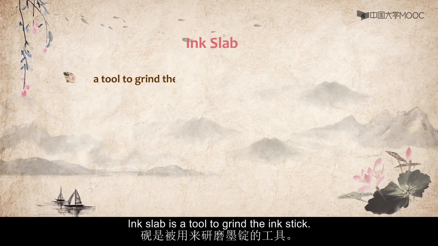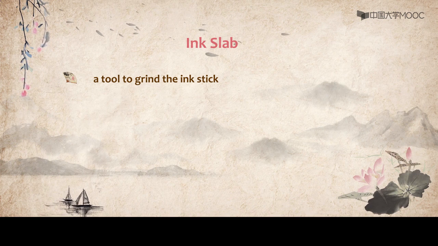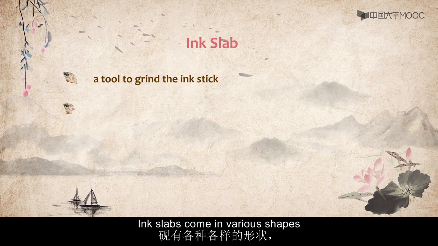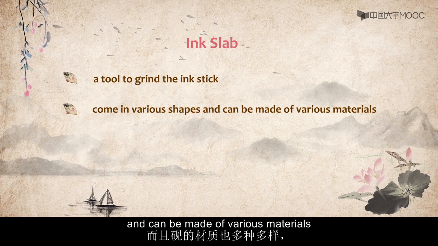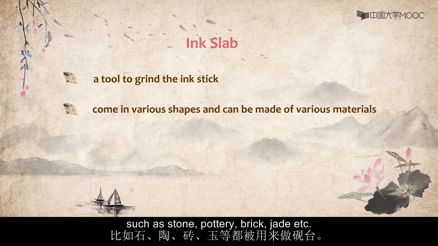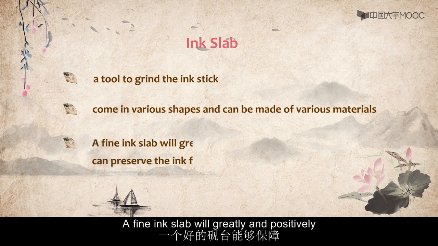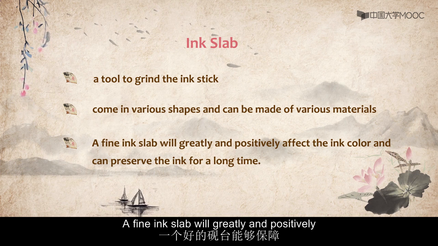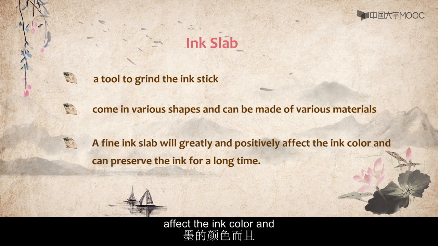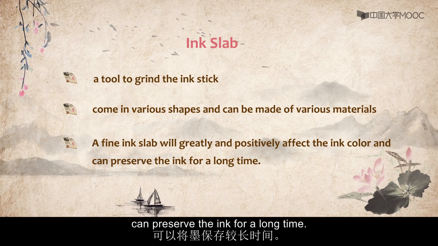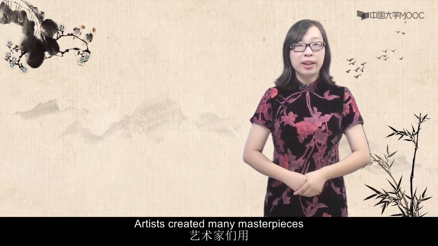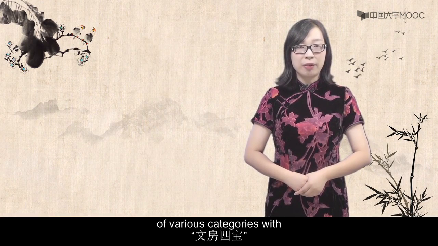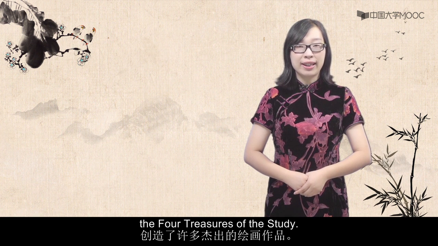Ink slab is a tool to grind the ink stick. Ink slabs come in various shapes and can be made of various materials, such as stone, pottery, brick, jade, etc. A fine ink slab will greatly and positively affect the ink color and can preserve the ink for a long time. Artists created many masterpieces of various categories with the 4 treasures of the study.